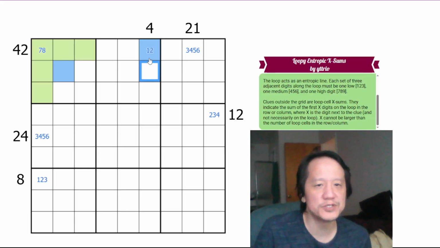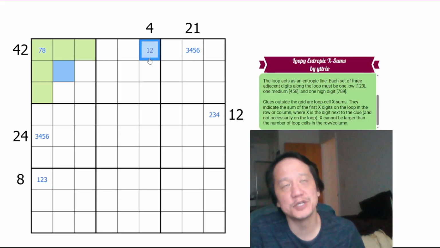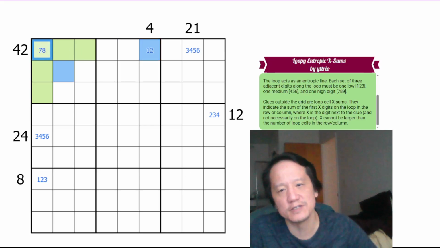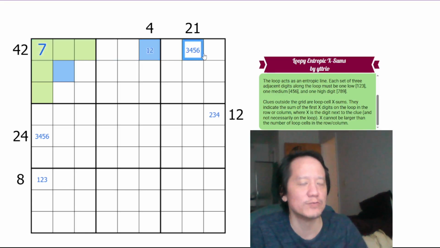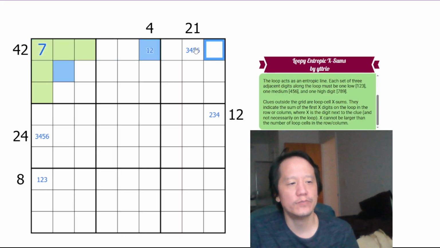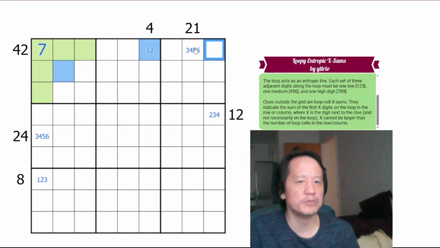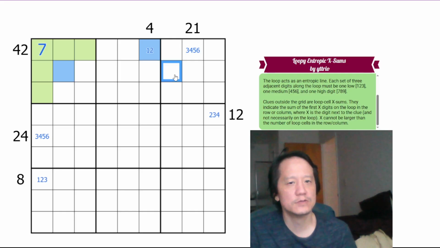That means we're missing a 1 or 2. We must be missing another 1 or 2 here, which makes this 7. So we have 7 digits on the loop. We're missing a 1, 2. We must be missing another 1, 2 in this row. Or the 1, 2 could be on the loop and it's the first 7 digits. That's also possible.